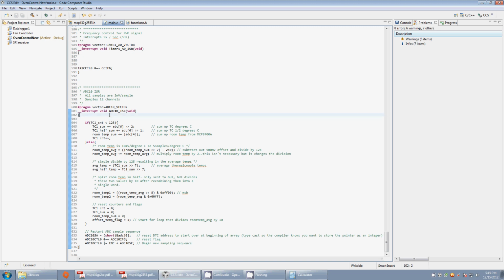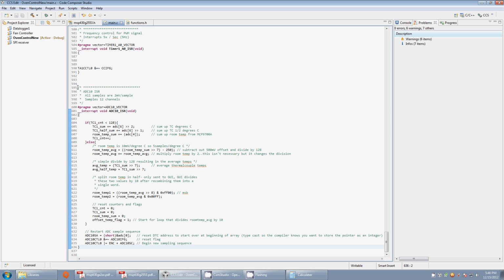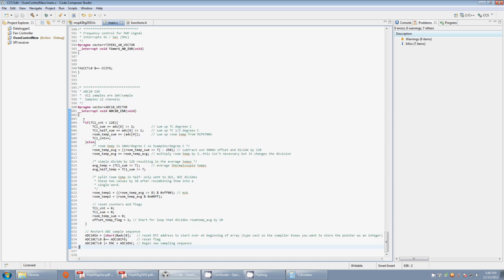And so the first thing that we do is remember how this works. It samples all 12 channels, and then the DTC stores all 12 samples in a 12-byte array, and then it throws an interrupt. And that interrupt is this interrupt. And so when it throws the analog to digital converter interrupt flag, we're going to execute this. So what happens most of the time is we get an interrupt saying the DTC is done, we've got our 12 samples stored away, and we're done.